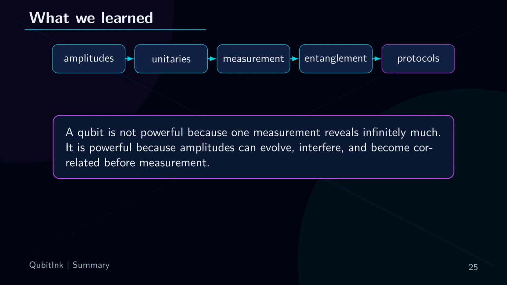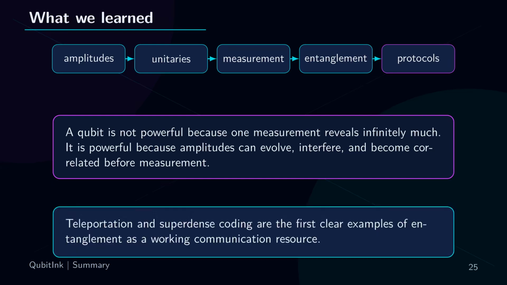Entanglement creates joint states that cannot be reduced to separate local pure states. Teleportation and superdense coding are our first clear examples of entanglement as a working communication resource.